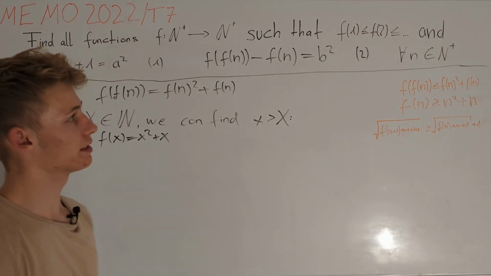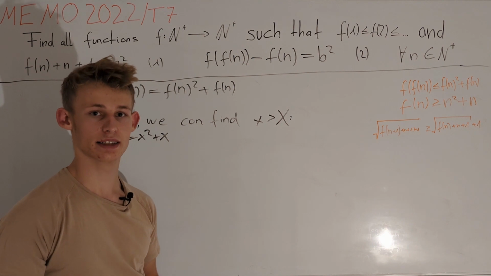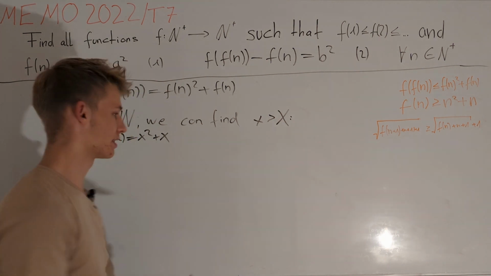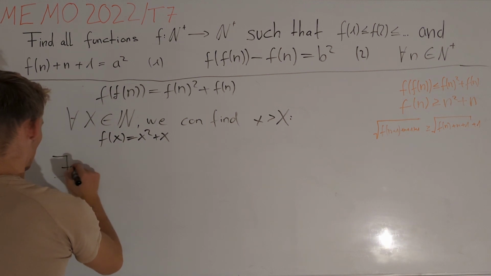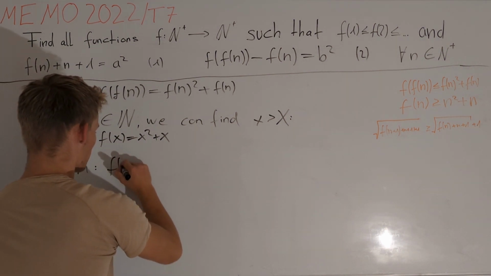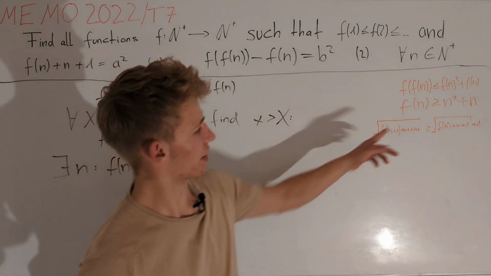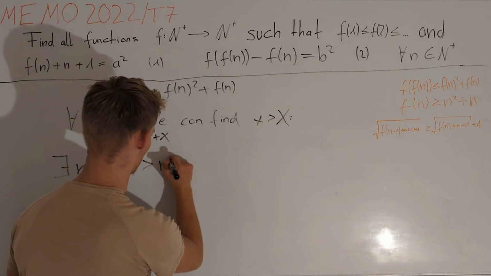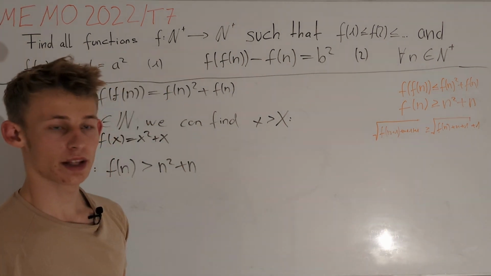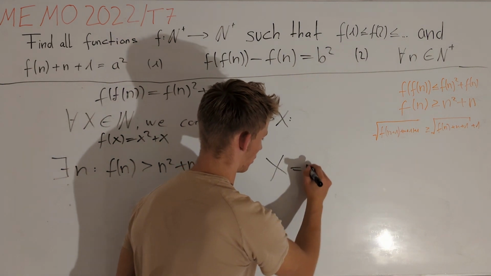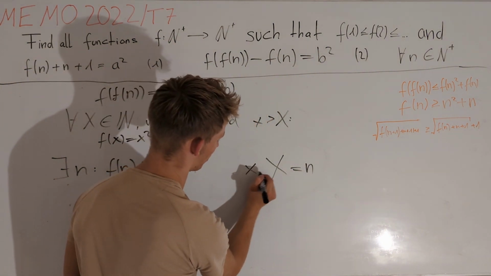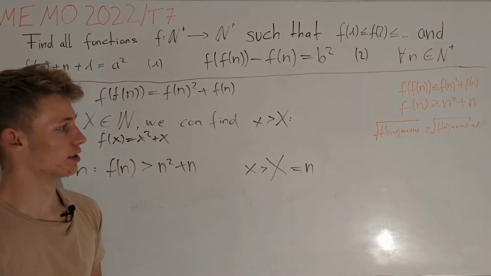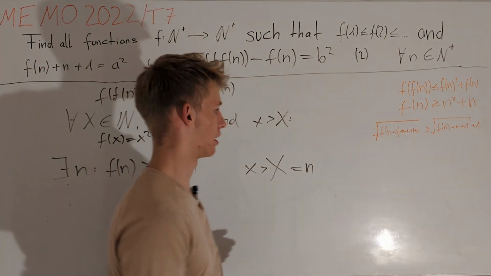Now, our obvious guess is that f(n) equal to n squared plus n is the only solution for our problem. And in order to prove this, let's assume that there is some n for which f(n) is not equal to n squared plus n. But since we already figured out that f(n) is greater than or equal to n squared plus n, we can assume that f(n) is greater than n squared plus n. Now let big X be equal to n, then we know that we can find some small x which is greater than big X, and therefore small x is greater than n. And now we can use our identity we found before.